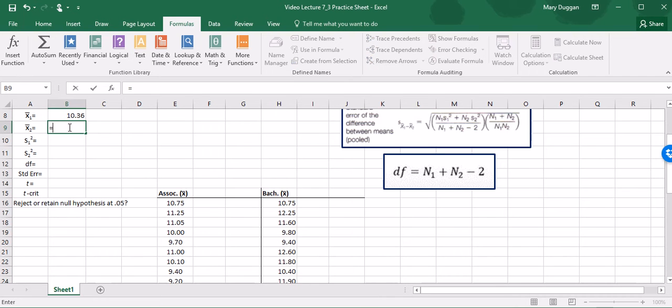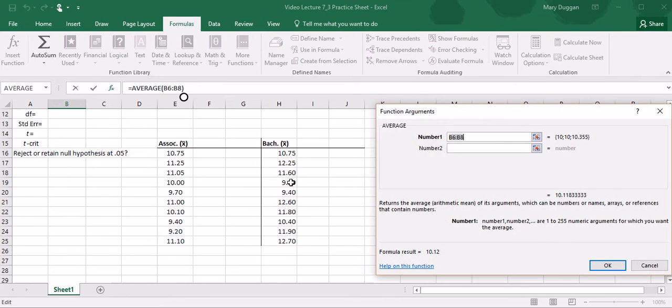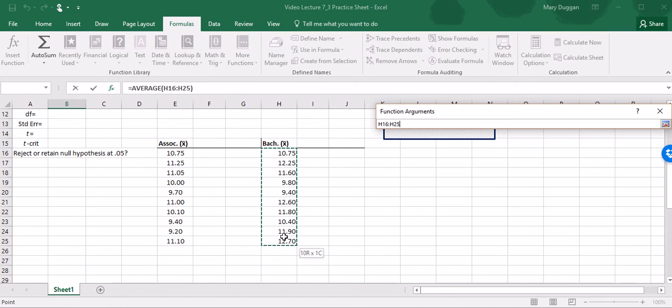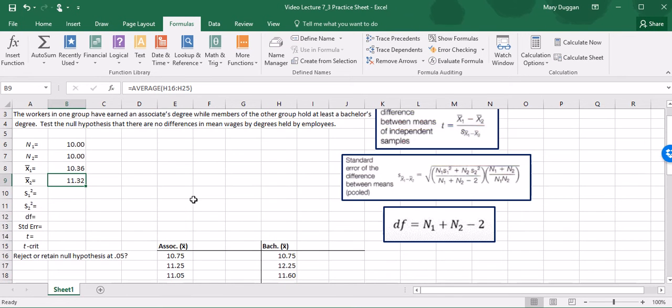I will do the same for the Bachelor's group, equals. Your Excel may have the same feature depending on your version, but I used average the last time, so it left it there for me to select again. I'm going to select all in the Bachelor's group, hit return. So the average hourly wage for the Bachelor's group is $11.32.